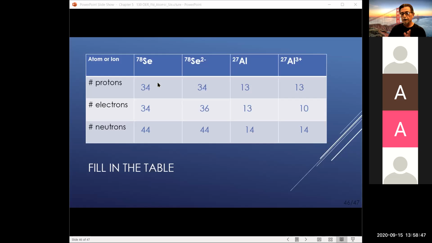Okay. Now, when we go to the next column, we're still dealing with selenium 78. So we haven't changed the number of protons. The fact that it has a superscript -2 tells you we're dealing with the ion, okay? And therefore, it picked up 2 electrons. Is it consistent with where it's at in the periodic table? Yeah. Excuse me, it's in group 6. Check your periodic table. It will pick up 2 electrons, so now it has 36 electrons. We haven't done anything to change the neutrons because we're still dealing with selenium-78. So that number remains the same.